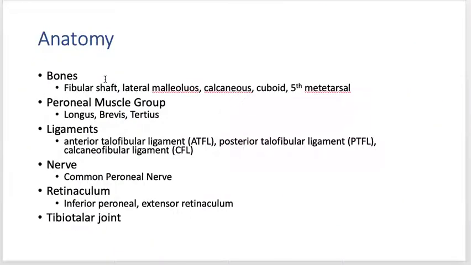So, the anatomy of the lateral ankle, the important parts are the fibular shaft, the lateral malleolus, the calcaneus, the cuboid, and the fifth metatarsal, which are all bones. The muscle groups are the peroneals, which is longus, brevis, tertius, and the ligaments are the ATFL, the PTFL, and CFL. The common peroneal nerve runs through the ankle, and you also have the retinaculum, and it is the tibio-talar joint.